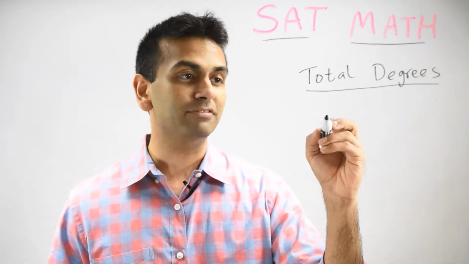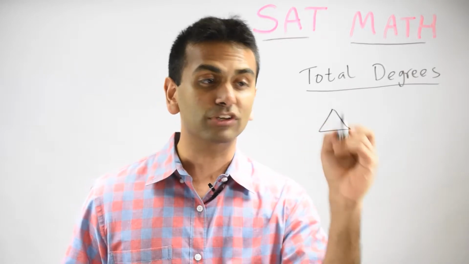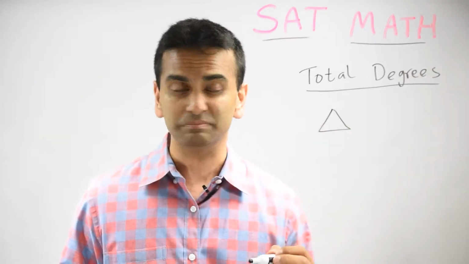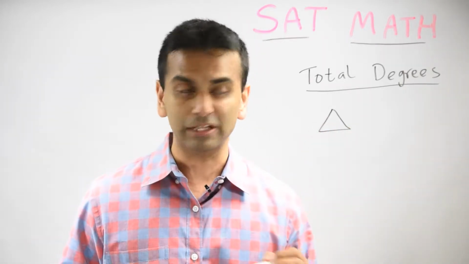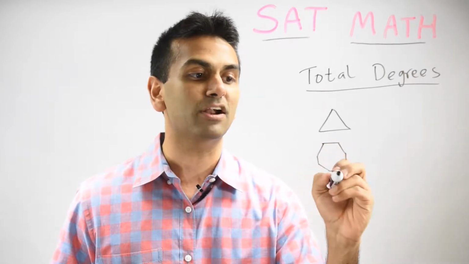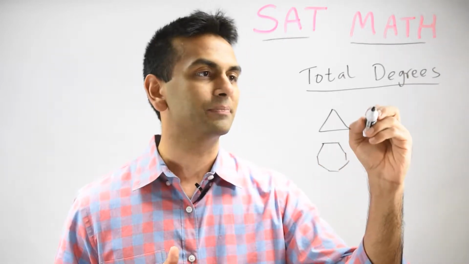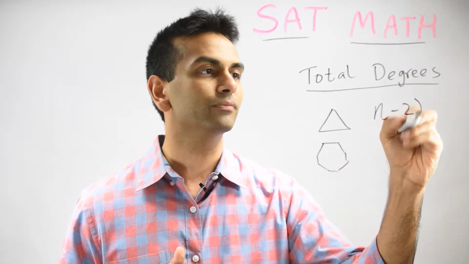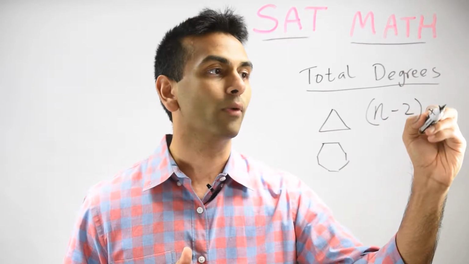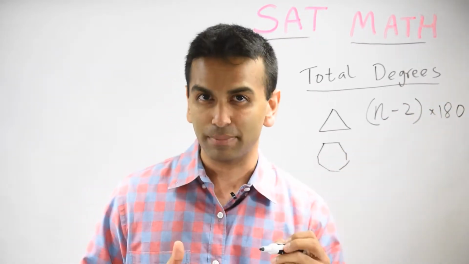If you have a triangle, I'm sure you're familiar that the angles all add up to 180 degrees. Here's the formula for what if it was more than that, like 8 sides, an octagon. Well, the formula is this, probably one of the most important formulas here: (n - 2) times 180, where n is the number of sides in that polygon.